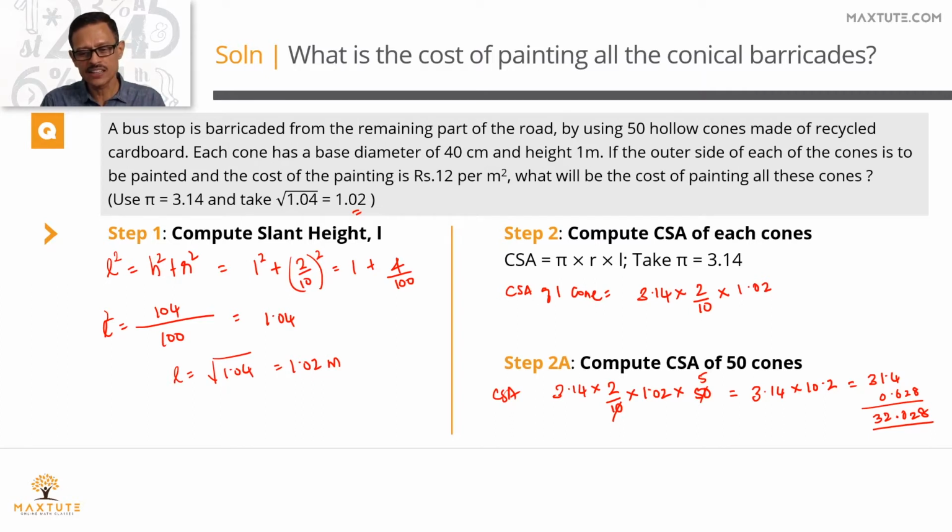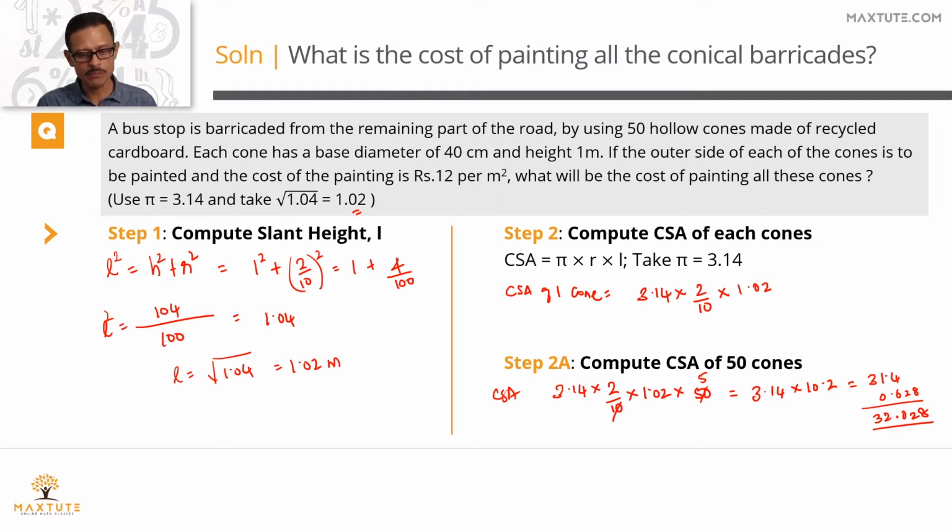By not doing the calculation here and doing it for all 50, we saved quite a bit of time because this 10 and 50 cancel to give us a 5. 2 and 5 gave us a 10. So try and see if you can postpone your calculation and not do it at every single step. All that is left is basically to compute the cost by multiplying this area with 12.